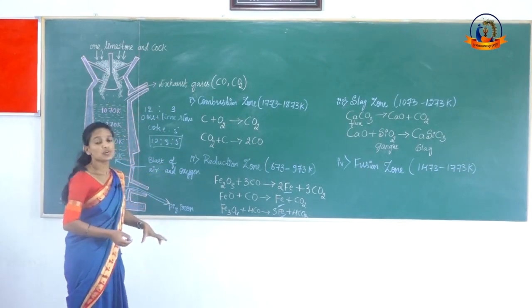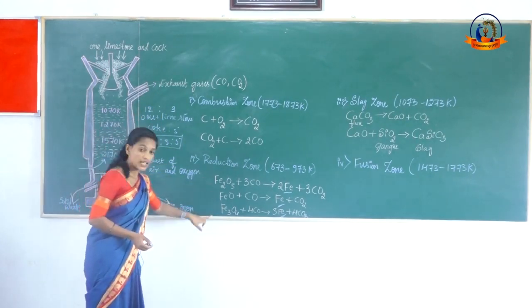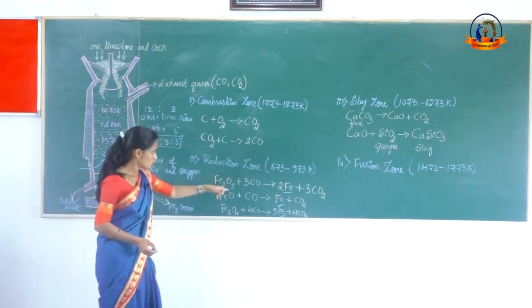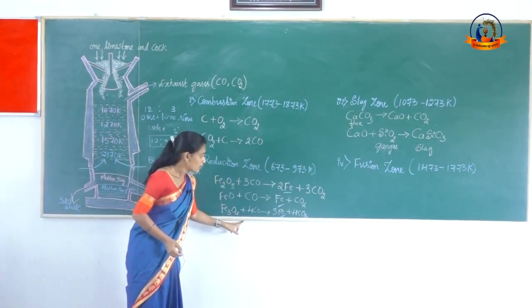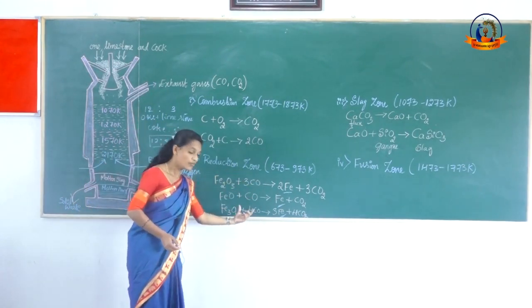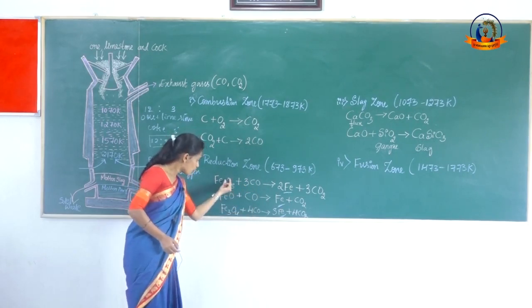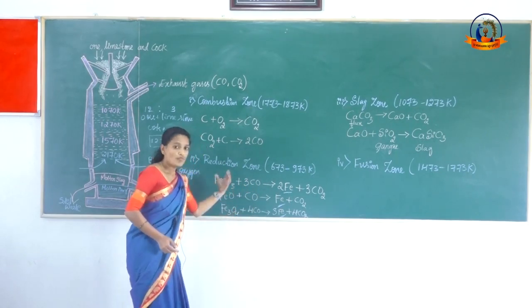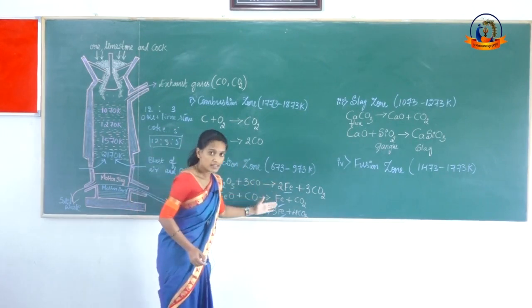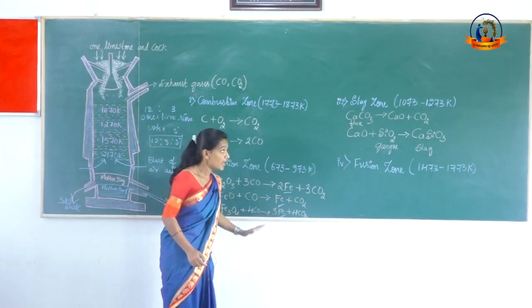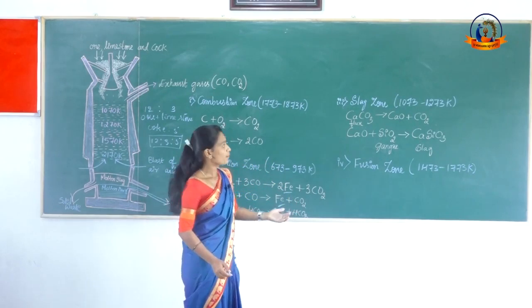So in the reduction zone, what happened? The different types of ore present are reduced with the best reducing agent, carbon monoxide. The role of the reducing agent is to remove the oxygen present along with the ore, and we convert that into iron, which is the iron form. In the slag zone, what happens?